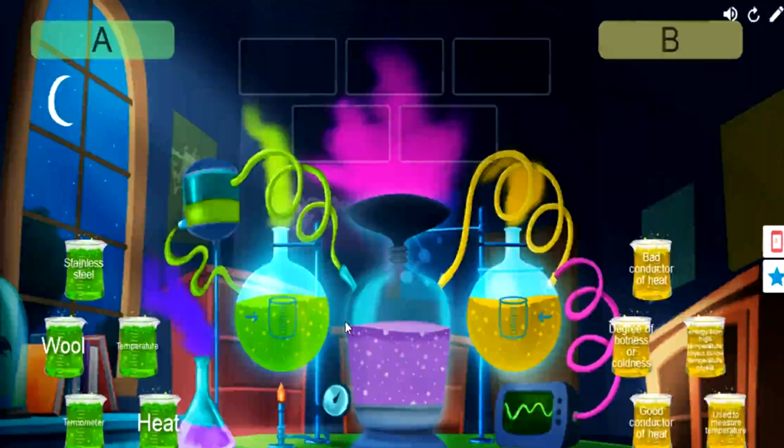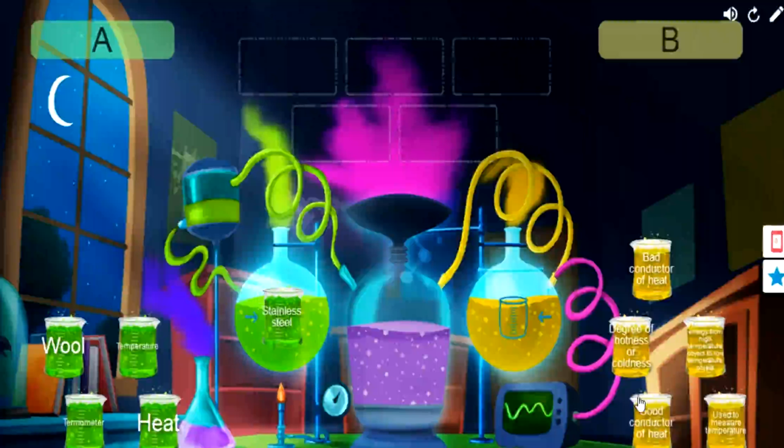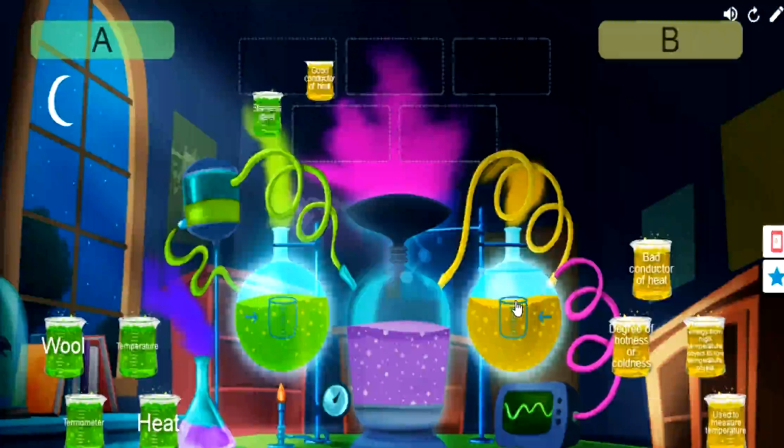Okay, now we want to choose from group A which matches group B. First beaker, stainless steel. Bad conductors? No, no. Degree of hotness? No, no. Good conductor of heat. Yes. Try this. Very good.